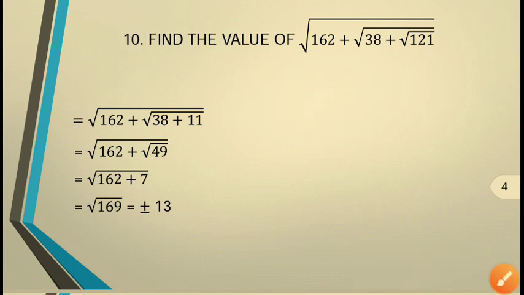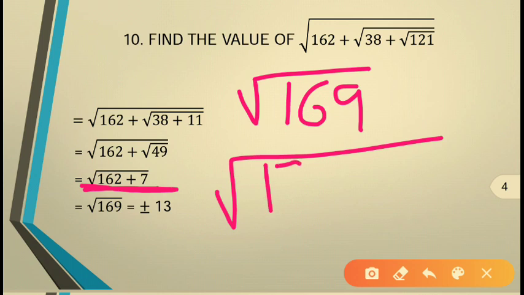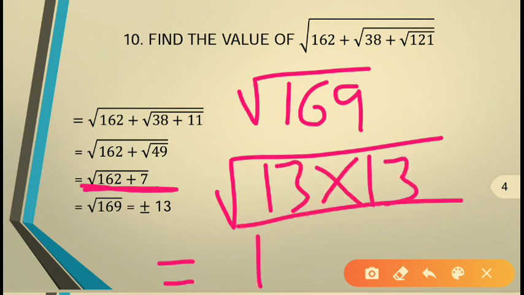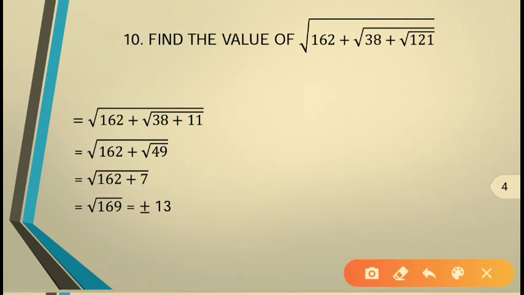Clear? Now 162 plus 7, add both. When you add, you will get under root 169. As you can see, one by one all the under roots are being removed. Now this can be written as 13 into 13. This is the one pair. You can write it 13 or plus minus 13. This is the correct way, because when you remove the under root, it will always give you two values, positive and negative. Let's repeat this question one more time.